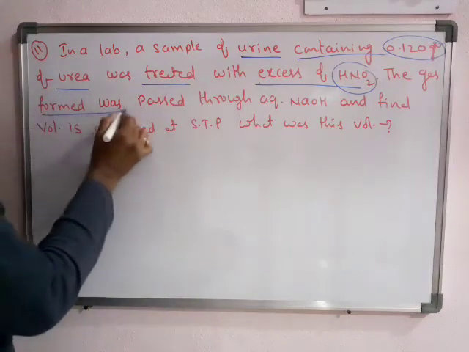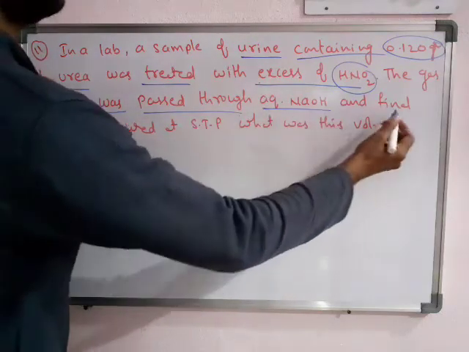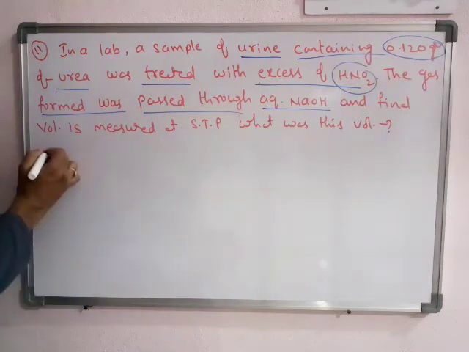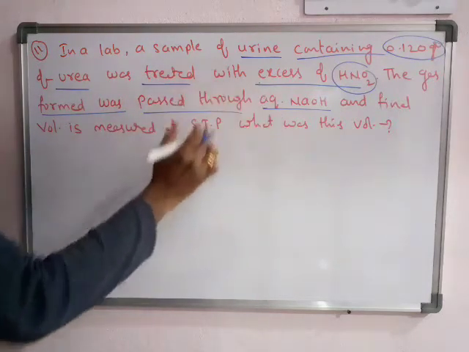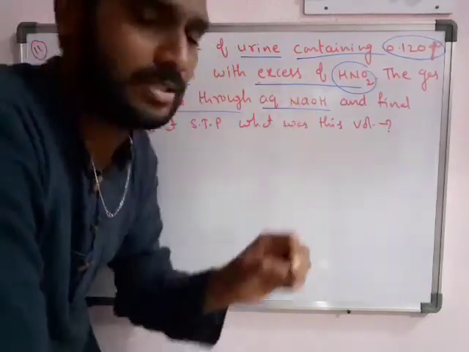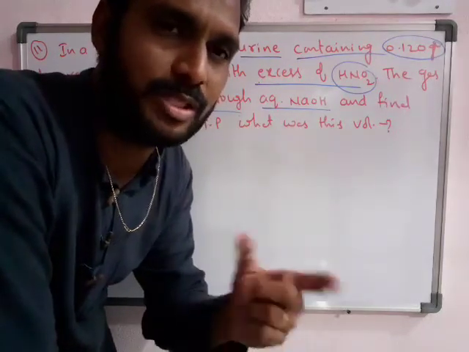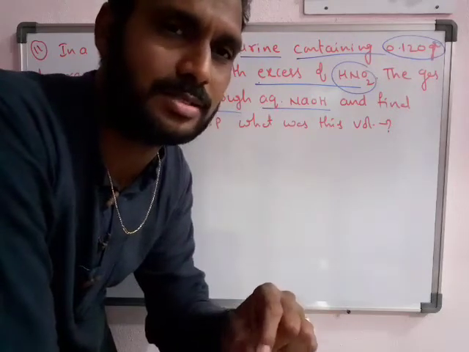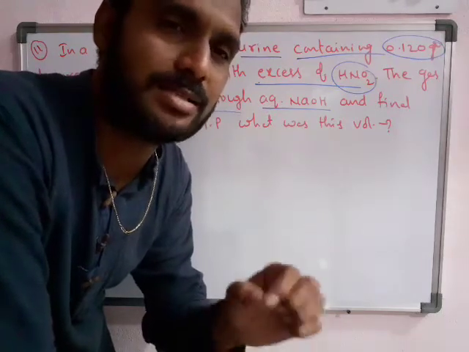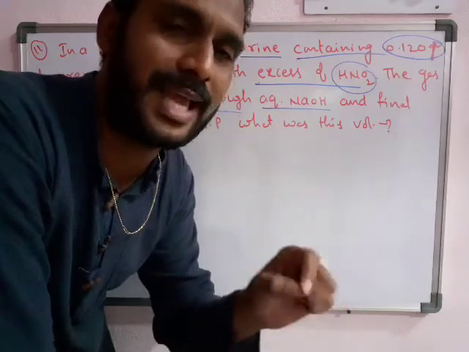So the gases formed were passed through aqueous sodium hydroxide. So the final volume is at STP. So what is this value? Urea is treated with the excess of nitrous acid. Some gases are formed. The gaseous products are passed over aqueous sodium hydroxide. Some gases are absorbed, so some gases remain. We have to find out what those gases are.